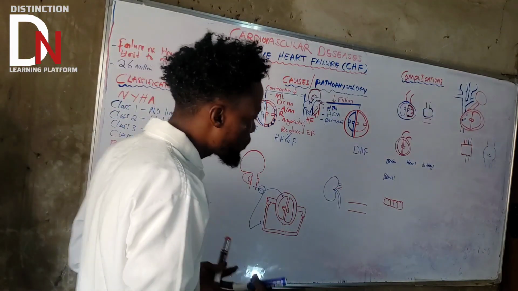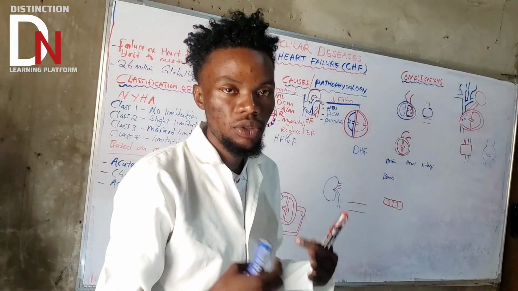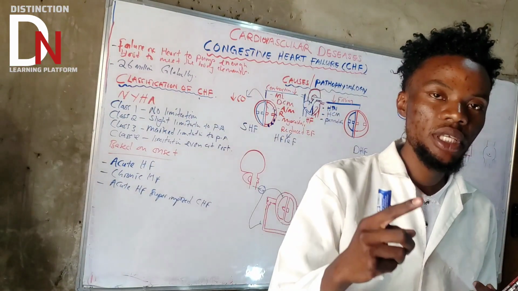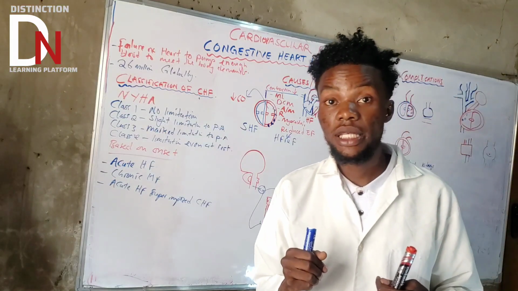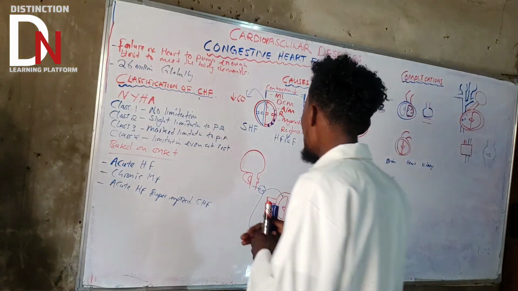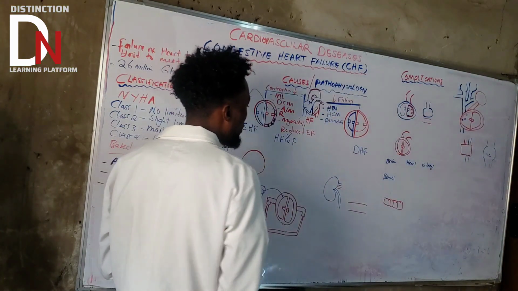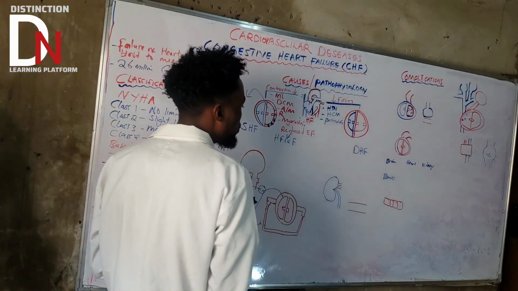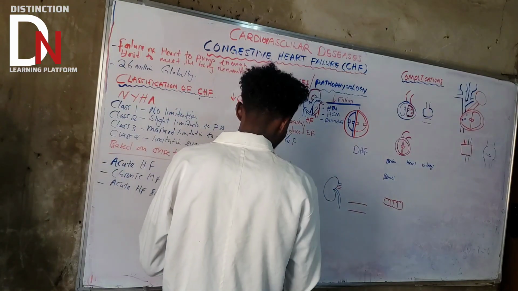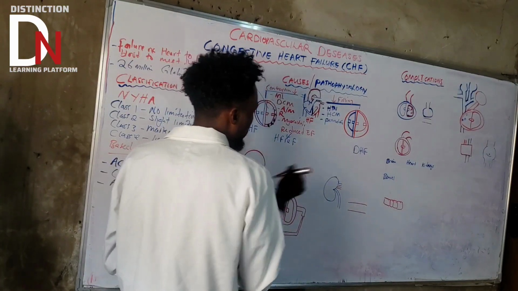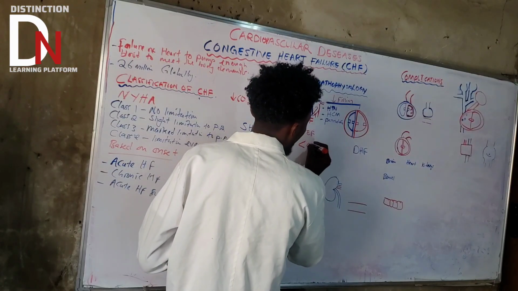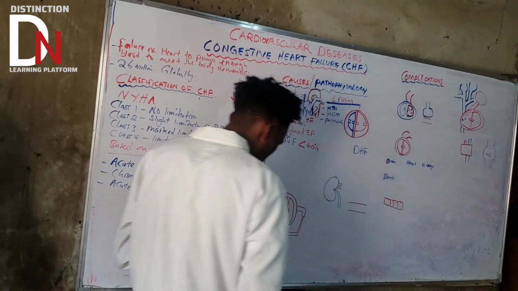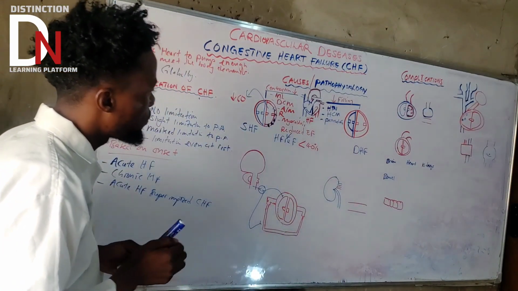And remember that HFrEF, or reduced ejection fraction, what is the percentage of that? We said the percentage is less than 40%. So these people with this systolic heart failure are going to have heart failure with reduced ejection fraction, less than 40. Let me use the pink marker. This one, reduced ejection fraction.